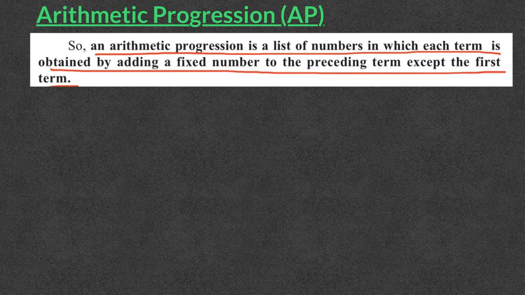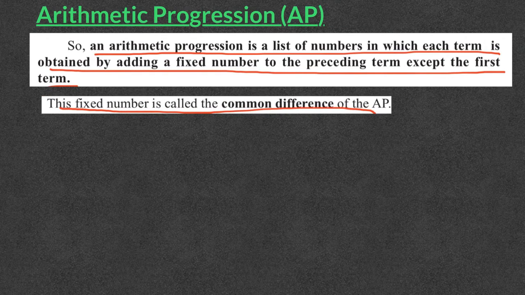So what is an arithmetic progression then? An arithmetic progression is a list of numbers in which each term is obtained by adding a fixed number to the preceding term, except the first term. So when you add a fixed number to the preceding term, those series of numbers are called arithmetic progressions. And the fixed number is called the common difference of the arithmetic progression. And this common difference, this fixed number, can either be a positive number, a negative number, or it can even be 0.